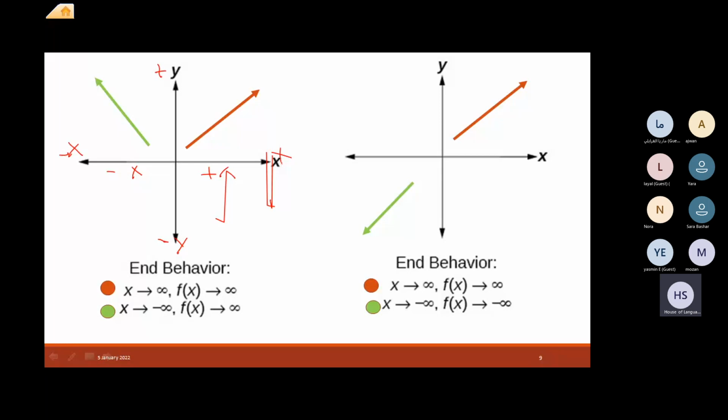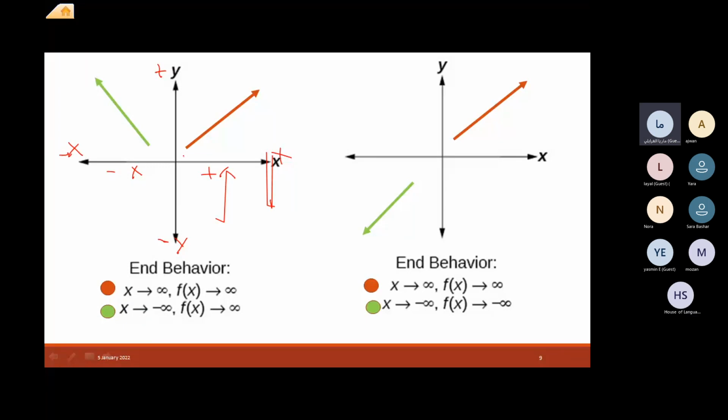So what will you say? You will say, as x approaches positive infinity, the y will approach positive infinity. It is here, in the first quadrant. X is positive and y is positive. So how will you explain it? You will say, as x approaches positive infinity, the y goes to positive infinity. So you will say, as x approaches positive infinity, f of x approaches positive infinity. This is how to do it.